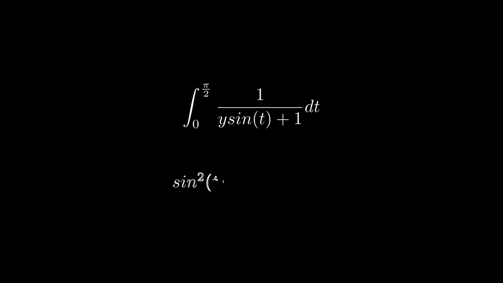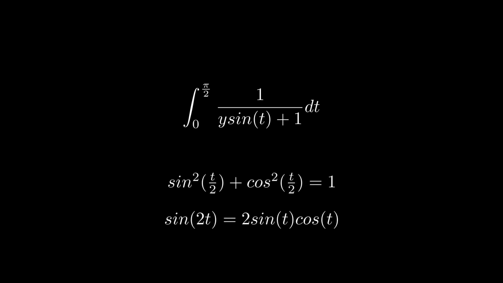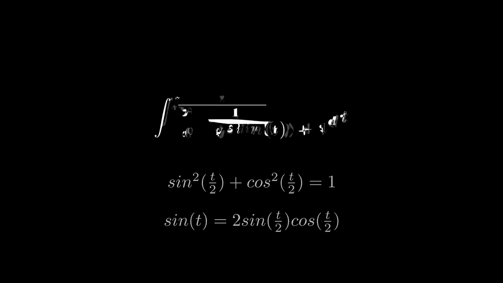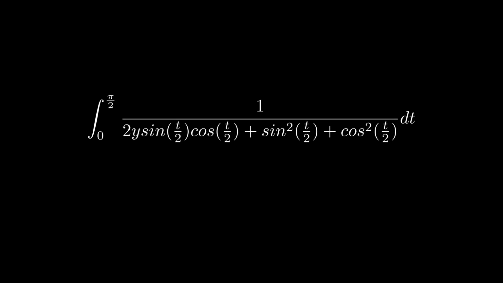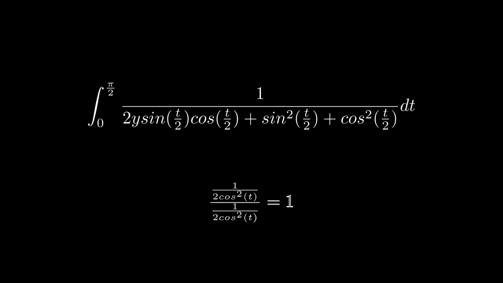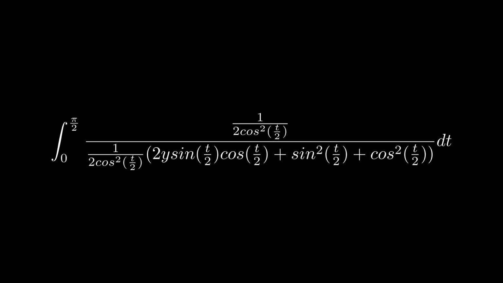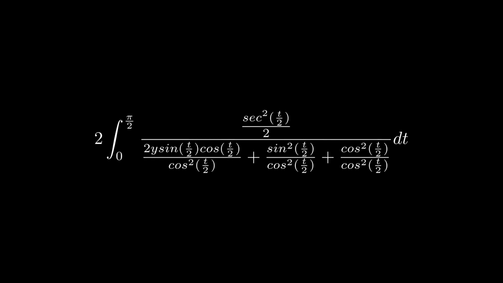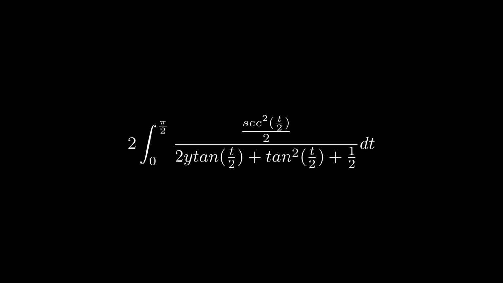Alright, to solve this, we'll start with Pythagoras' identity again and substitute the half angle. Then we'll take the double angle of the sine and again substitute the half angle into that. Now plugging everything in, we're going to divide the top and bottom by 2 cosine squared. Distribute that and simplify will give us a nice integral in terms of the tangent.